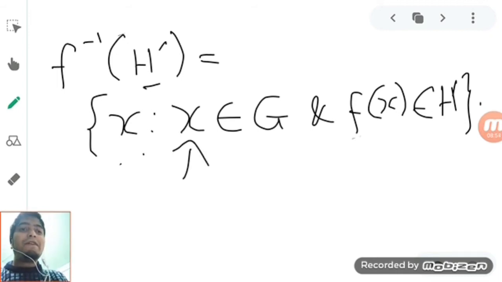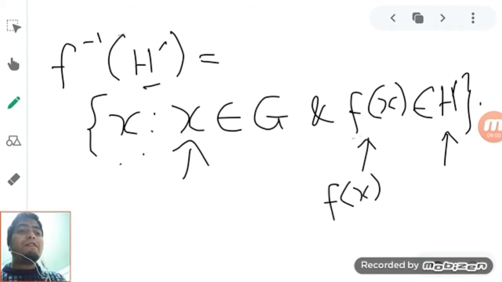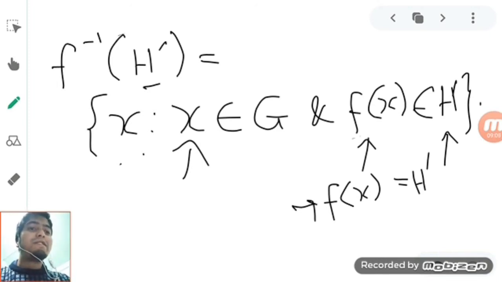This denotes an element, this denotes an element, this is a set. So some of you may be confused, or maybe even get it wrong. You may write something like this: f(x) equal to H dash. You have to be very careful with this, because f(x) is an element and H dash is a set. They cannot be equal. That is why we must use this symbol, f(x) belongs to H dash.